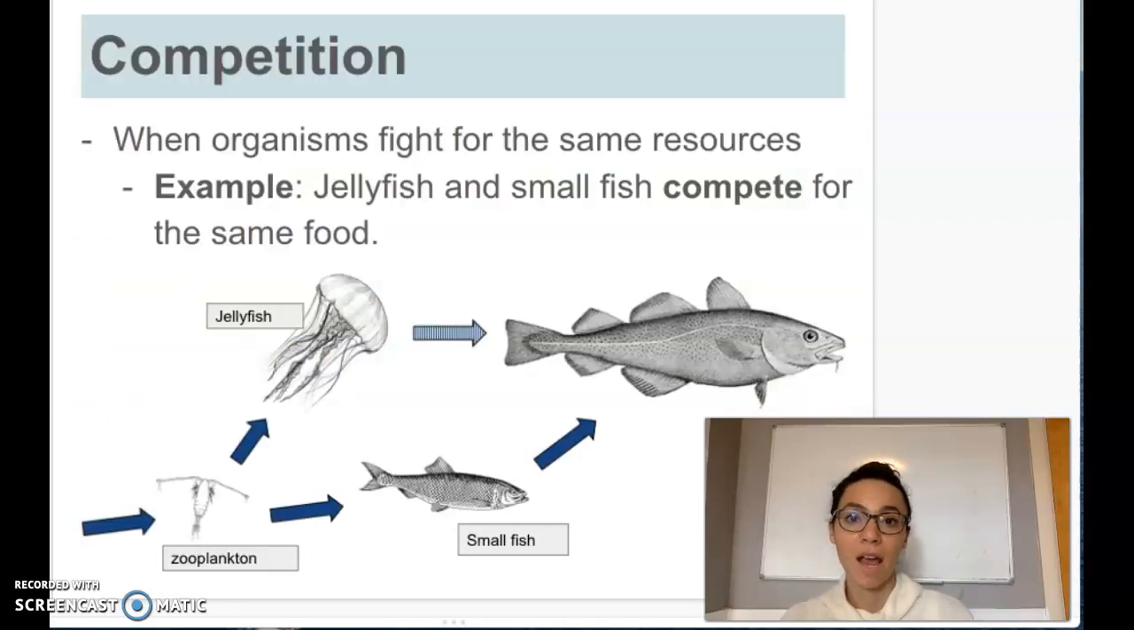Another way that organisms interact in an ecosystem is called competition. This is when organisms fight for the same resources. And resources are just things that we need to survive: food, shelter or a home, a place to live, water, organisms to reproduce with, mates. So for example, if we look at this food web, jellyfish and small fish compete for the same food, right? Both of these organisms eat zooplankton. So they have to fight for the same food. They're in competition with each other. Okay?